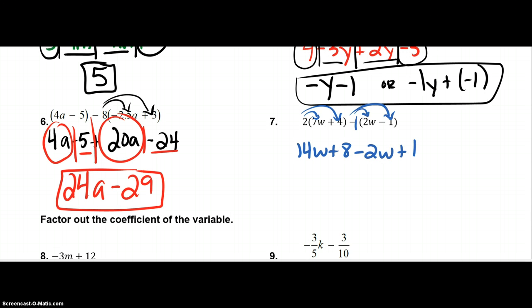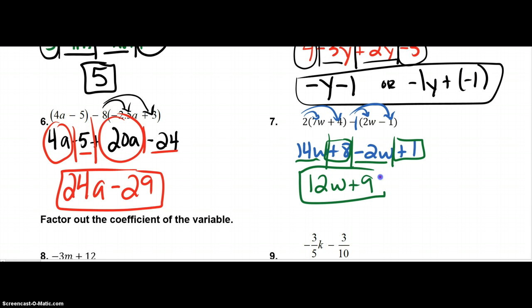Again, we're going to separate these terms here. And I'm going to underline my w's, and I'm going to box my constant. So I have 14w and a negative 2w, so that is a positive 12w. And then I have a positive 8 and a positive 1, that is a positive 9. So I have 12w plus 9.